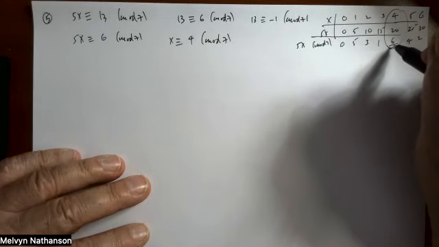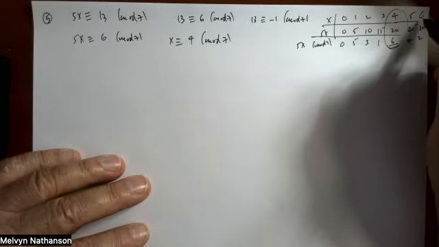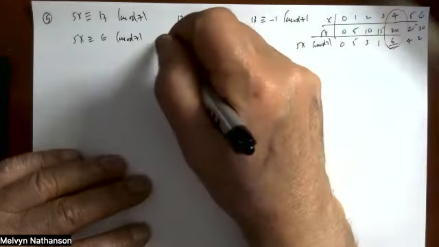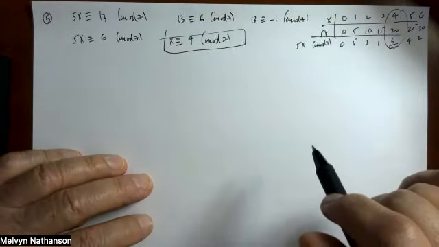So x equals 4 is the only number such that 5x is congruent to 6 mod 7 for x between 0 and 6. And anything congruent to x to 4 mod 7 will also be a solution. So that's the set of all solutions.